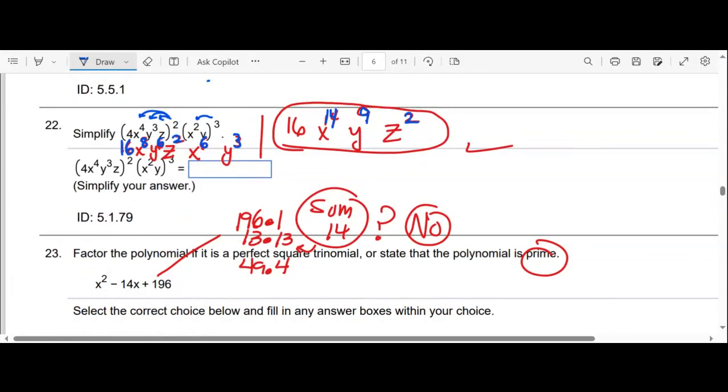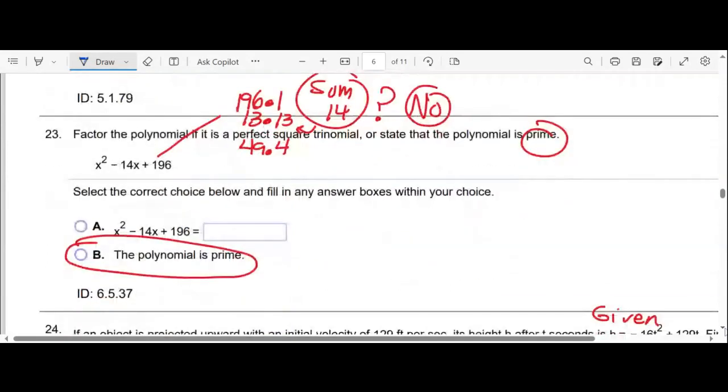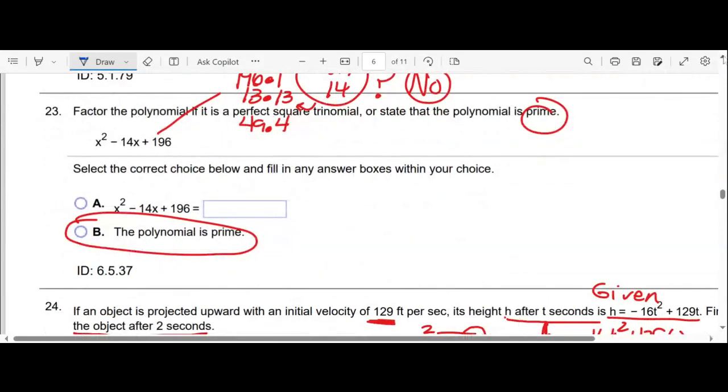Next question. Yalla, read. Factor the polynomial.